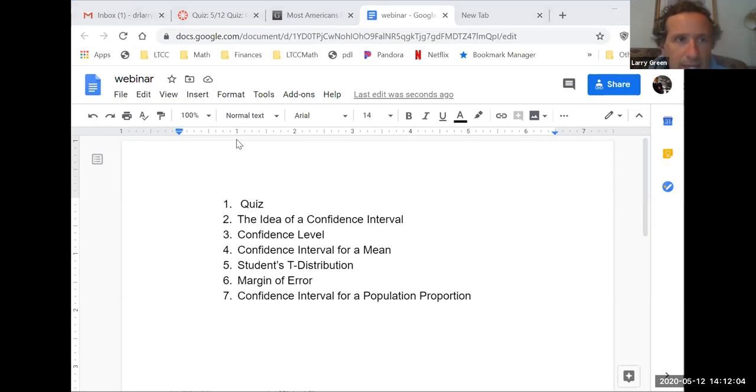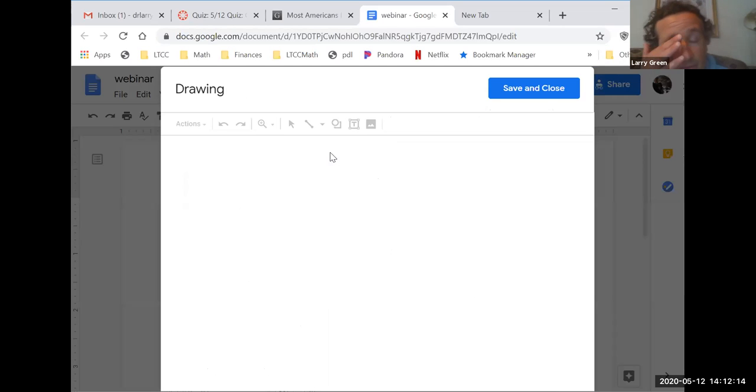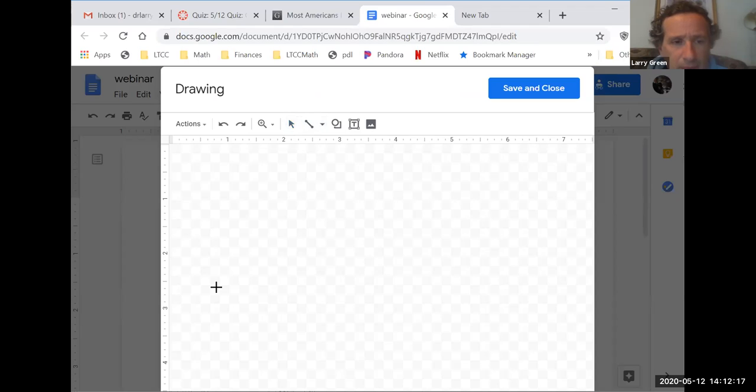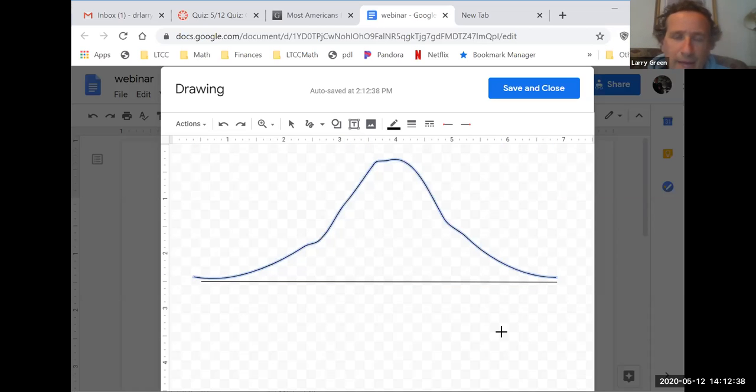So let's go ahead and draw some pictures. Okay, first thing, we get a good old x-axis. And then let's put in, I'm not a perfect artist, but that's supposed to be a normal curve. I know it's got some wiggles, but that's as good as I can do, especially on the computer, without programming. So there's our distribution.